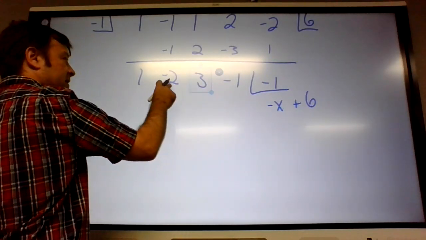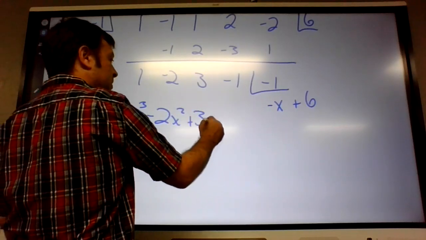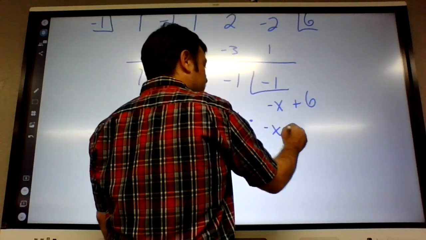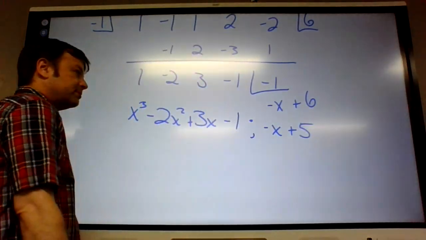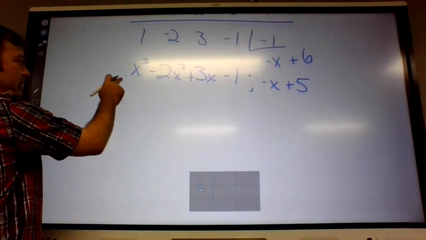So that's the x squared, x cubed. So it's x cubed minus 2x squared plus 3x minus 1. And then they said the remainder was negative x plus 5. Okay.